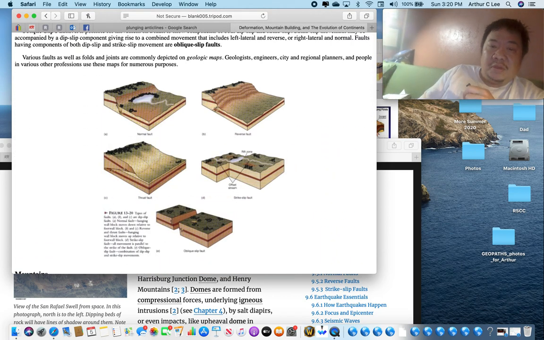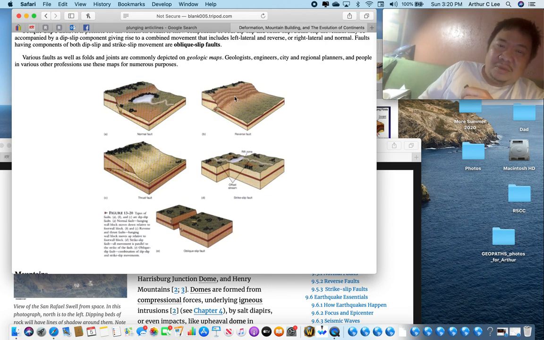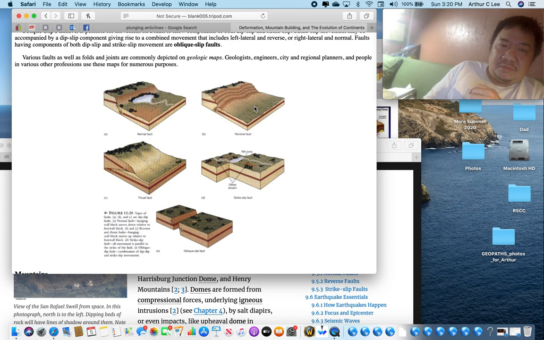Here's a picture from your book. It shows you all the different kinds of faults. Here, the hanging wall is going down. This is a normal fault. Here, the hanging wall is going up. It's a reverse fault. Normal faults form from tensional stress at divergent plate boundaries. Reverse faults form at convergent plate boundaries, causing the hanging wall to go up. Thrust fault.